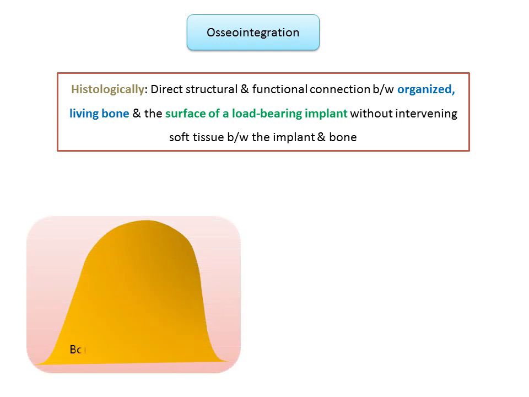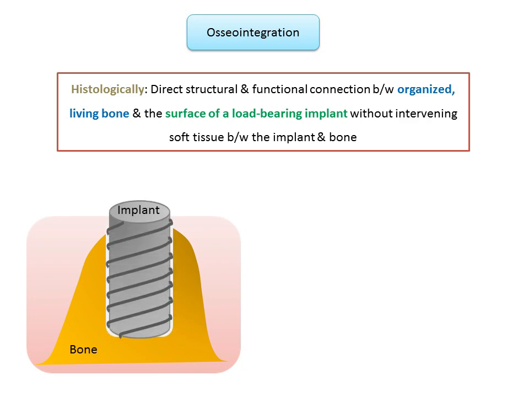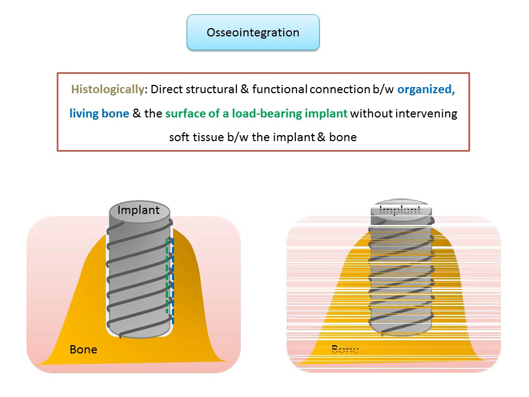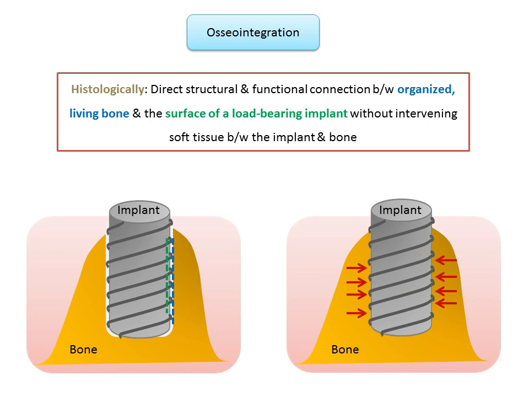So here you can see in this image on the left side, the green dotted line represents the surface of a load-bearing implant and the blue dotted line represents the organized living bone. In the image on the right side, you can see the implant has been integrated into the alveolar bone and the spaces between the implant surface and the living bone have been filled up by alveolar tissue. So this tight bond of metal implant to bone anchors implants in jaw bones to support prosthetic teeth.